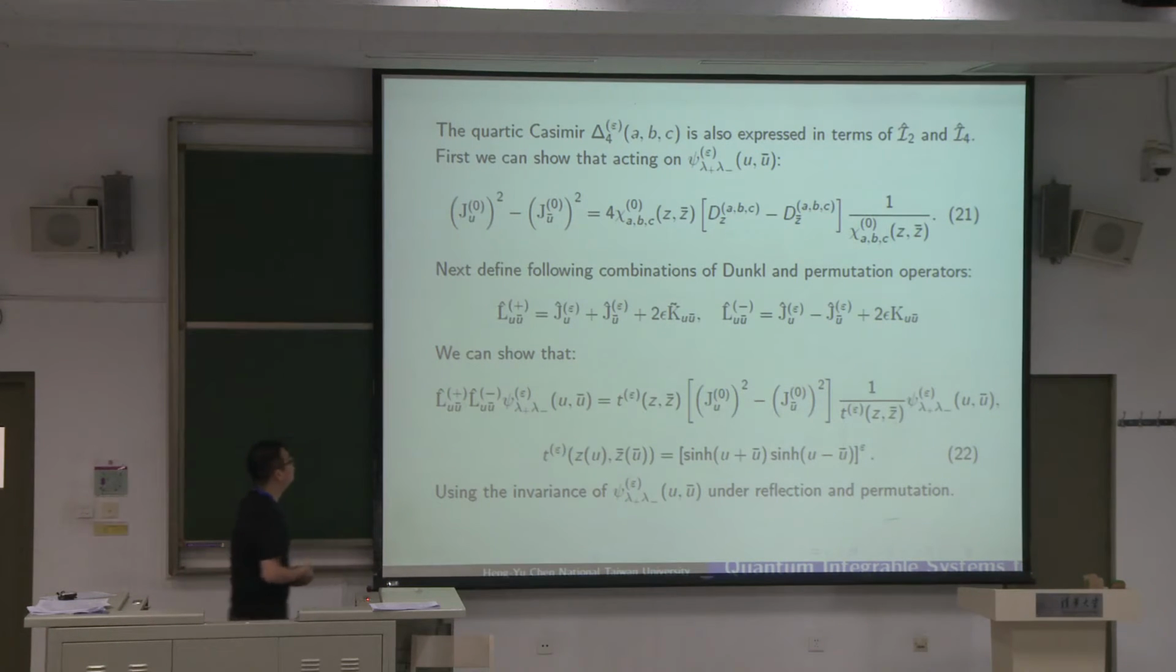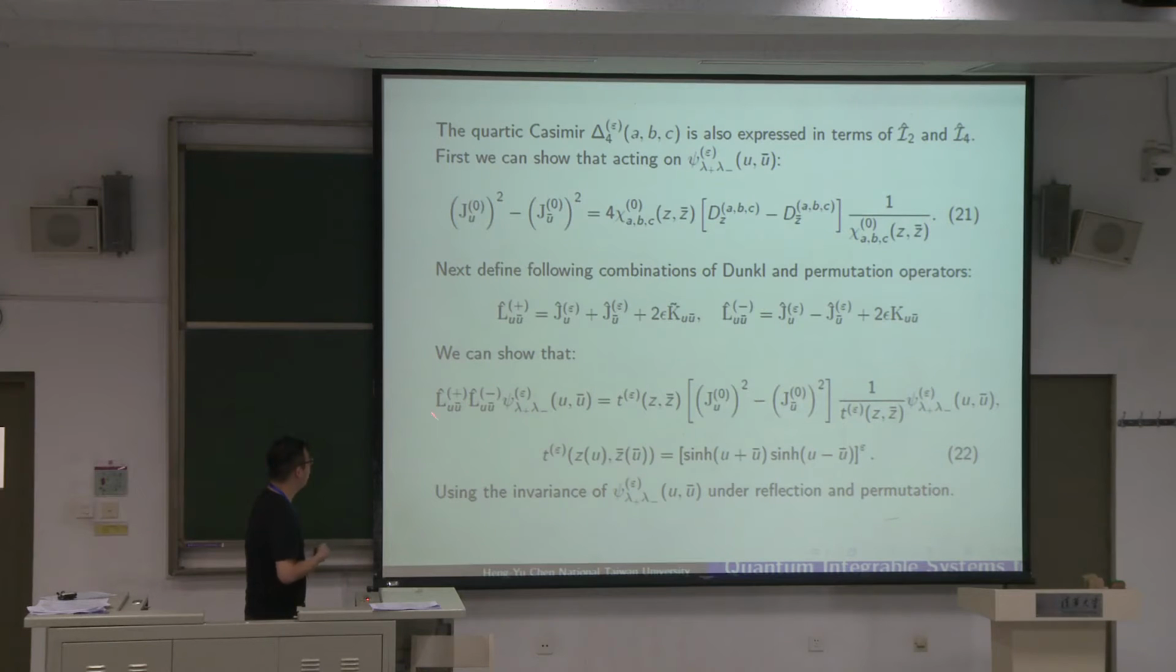So now I want to show that you can also really establish all these commuting conserved charges. What you need to do is try to express the quartic Casimir in terms of I2 and I4. As we reviewed earlier, this was a complicated fourth-order differential operator, but we can break it down a little bit. So we consider some building block for it, some combination like this. But this can actually be related to the following combination of the Dunkl operator, when you set the dimension to 2. And so now we can define the following combination of Dunkl and the permutation operator.